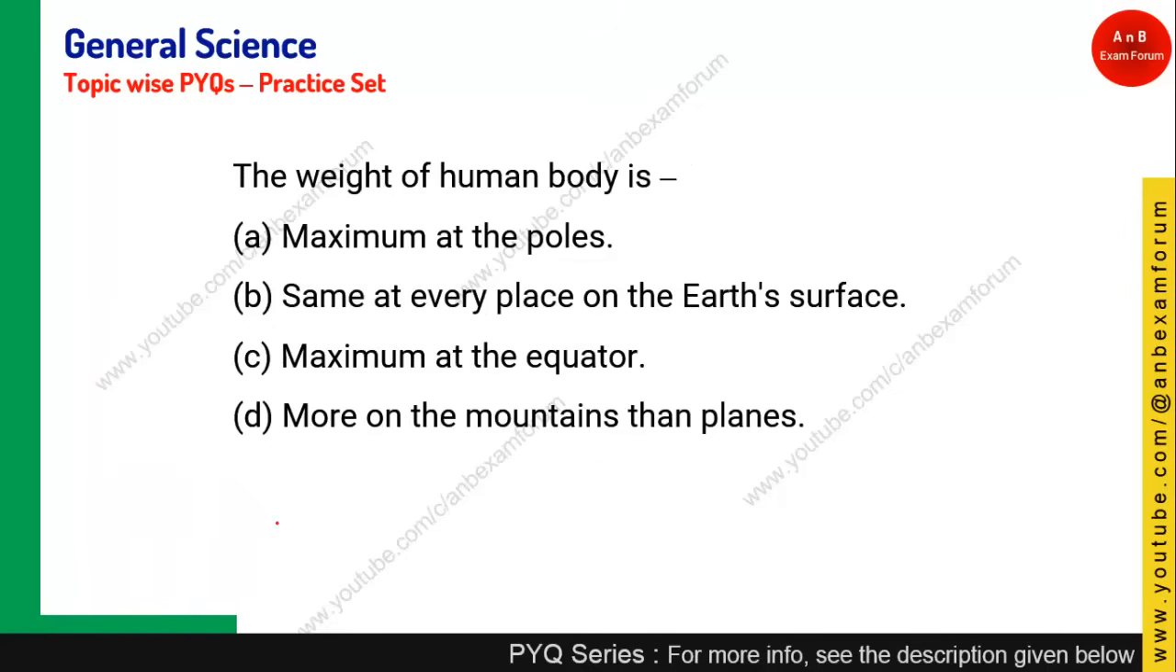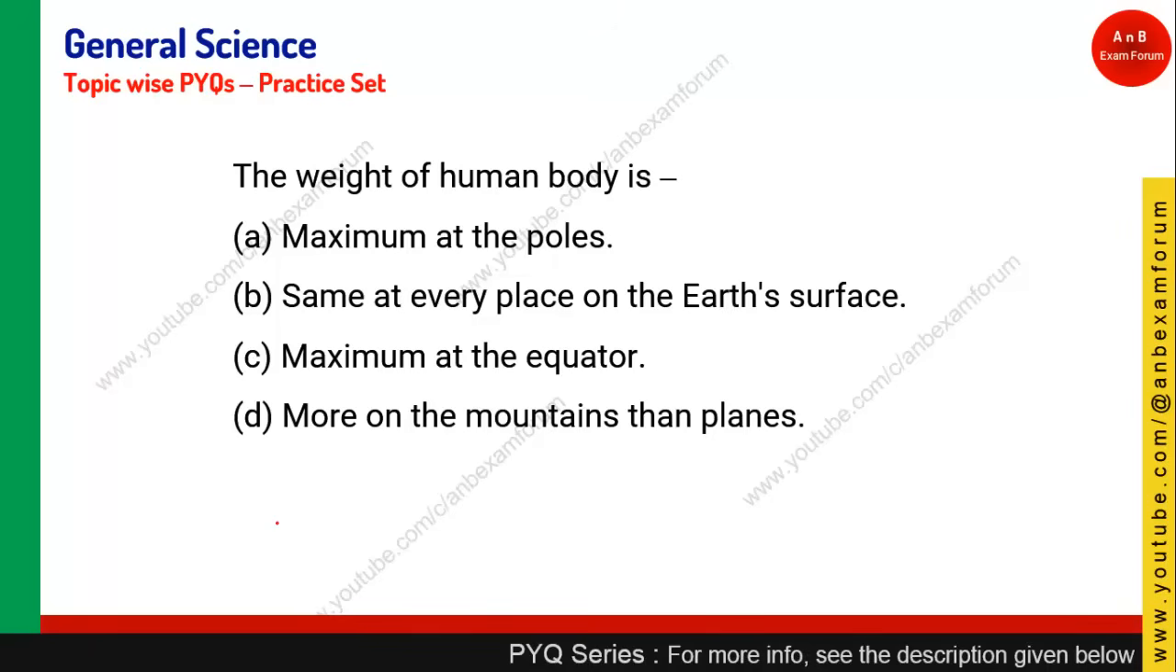Let's see the next question. The weight of a human body is what? Maximum at pole, same everywhere, maximum at equator, and more on the mountain than plain. Okay, so students, this is our Earth. It is not a perfect sphere, it is an oblate sphere. So it means this distance is smaller, and this is larger. So you can use the formula. When distance is more, the gravity will be less. It is inversely proportional.